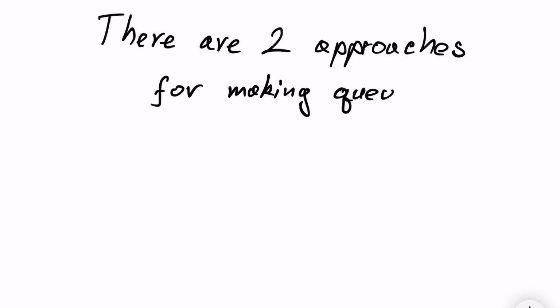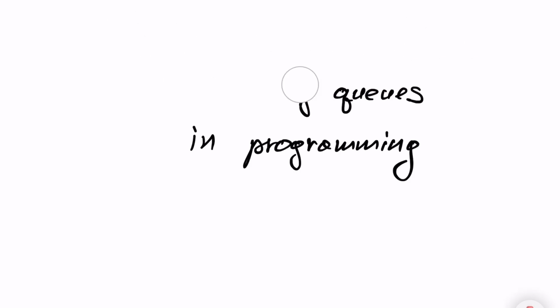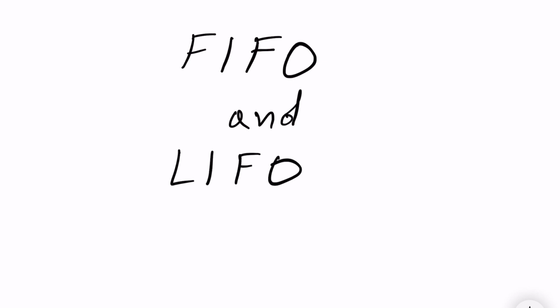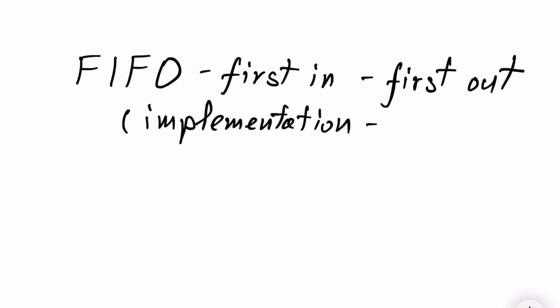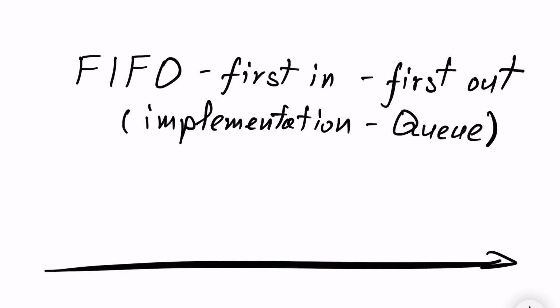In this episode, I'd like to talk a little bit about data structures and how we create queues in programming. So there are two main approaches we use to create queues in programming, and that's FIFO and LIFO. So what are those? FIFO is an approach that stands for first in, first out. The implementation of this approach is a queue.